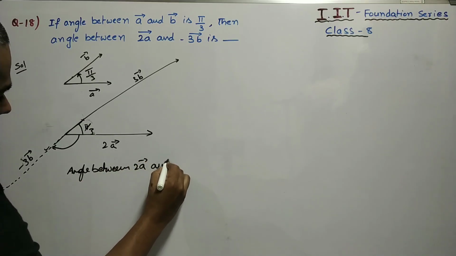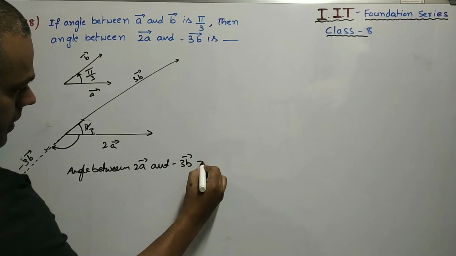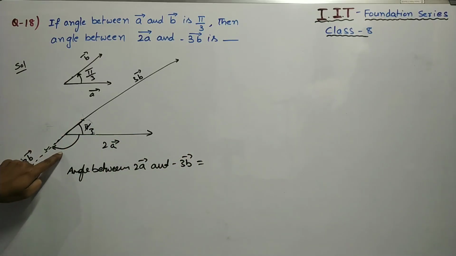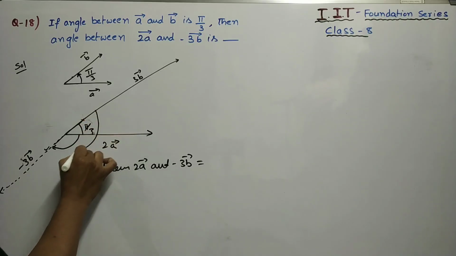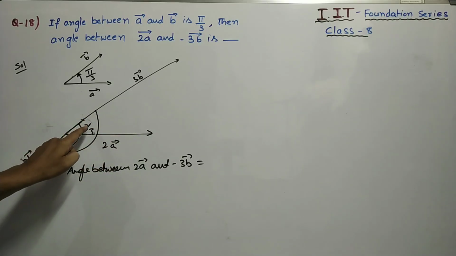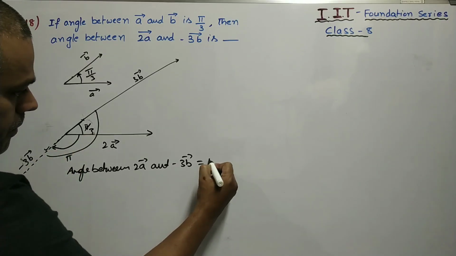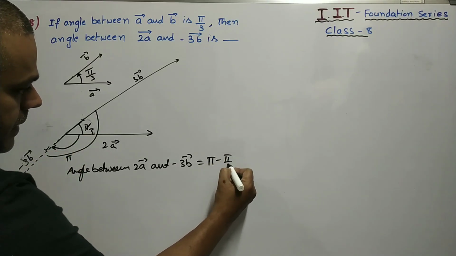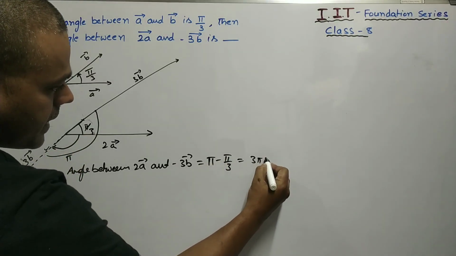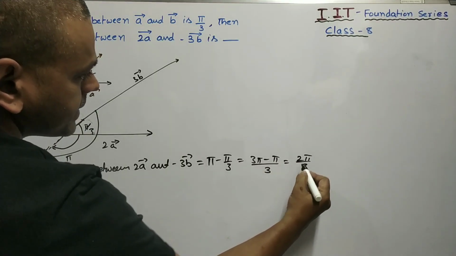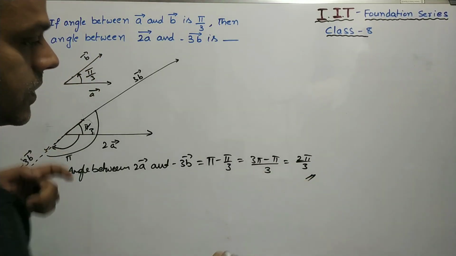So the angle between 2A bar and minus 3B bar is equal to what? From here to here is pi in total. Already this part is pi by 3, so it is that much less. That means pi minus pi by 3, which is equal to 3 pi minus pi by 3, equal to 2 pi by 3. This is the answer for this question.